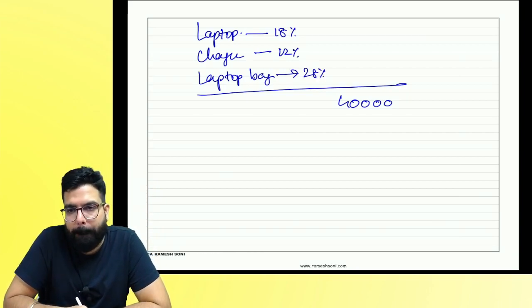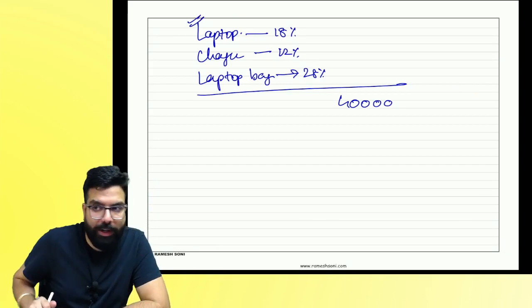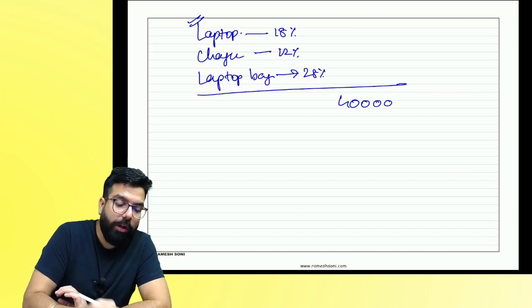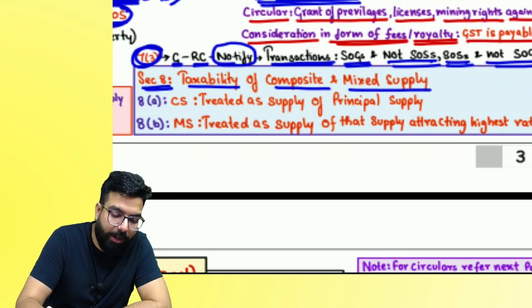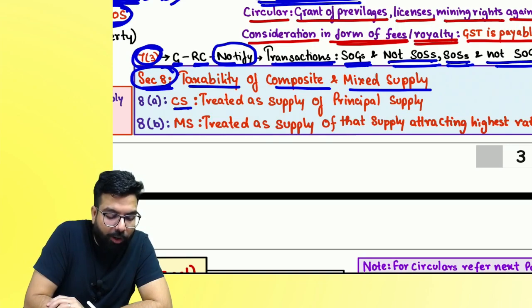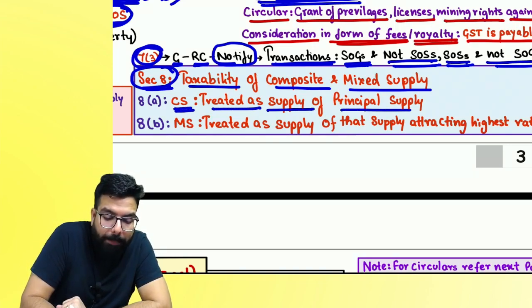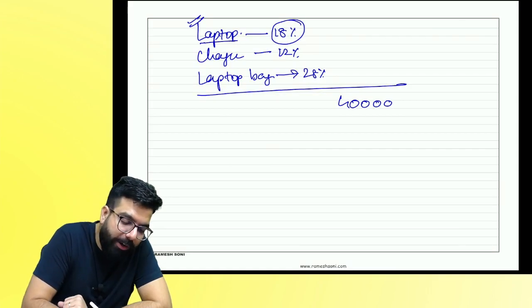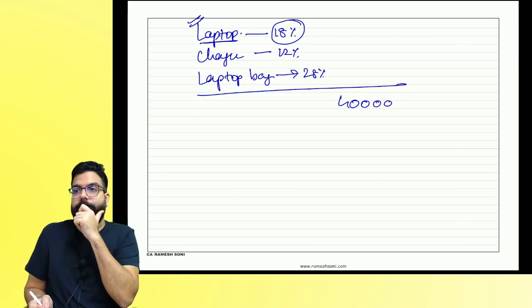Which one will you apply? 18. Why 18? Because the main supply is the laptop. You went to buy a laptop. Do you guys agree with me? Now, who told that this 18 will be applicable? That is told by section number 8. Section number 8 says, whenever it's a composite supply, please treat it as a supply of the principal supply. What is the principal supply over here? Laptop. But first of all, what is a composite supply?